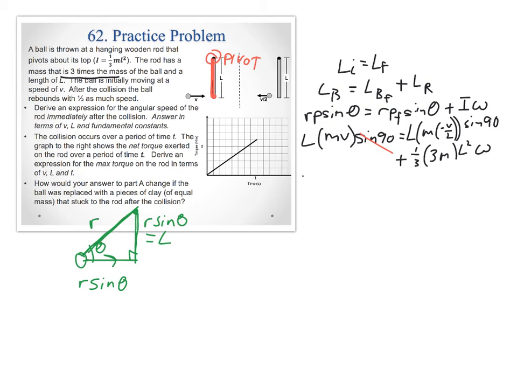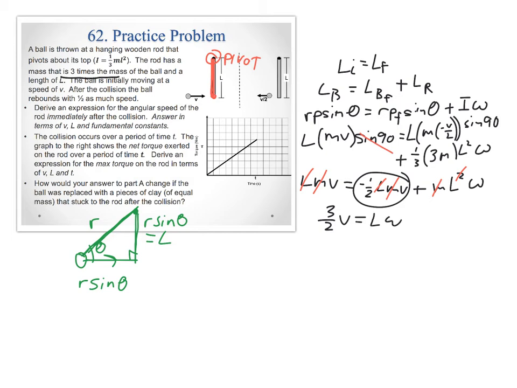We can simplify this here, and it becomes L m v equals negative 1/2 L m v plus 1/3 times 3m gives us m L squared omega. We can do two things. We can cancel out the m's. We can cancel out the L's. They're also in every single term, or at least one of the L's. All right, and then we can go ahead and solve for our angular speed. So what I end up getting when I add this term over is 3/2 v equals L omega, and so it just ends up being 3v over 2L equals our angular speed.